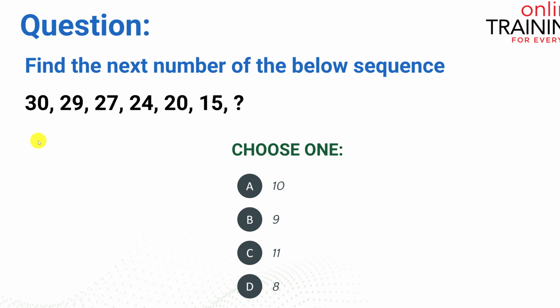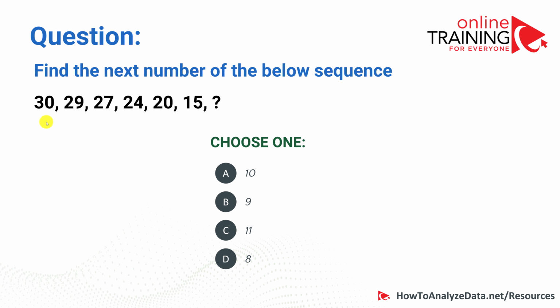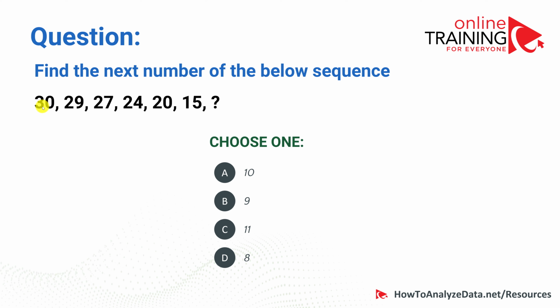The key to answering these types of questions in general is to detect the pattern. The pattern here is that the difference increases every time you go from one number to the next. 30 is 1 more than 29, and 29 is 2 more than 27. 27 is 3 more than 24, 24 is 4 more than 20, and 20 is 5 more than 15. So the next difference would be 6, and 15 minus 6 would be 9.